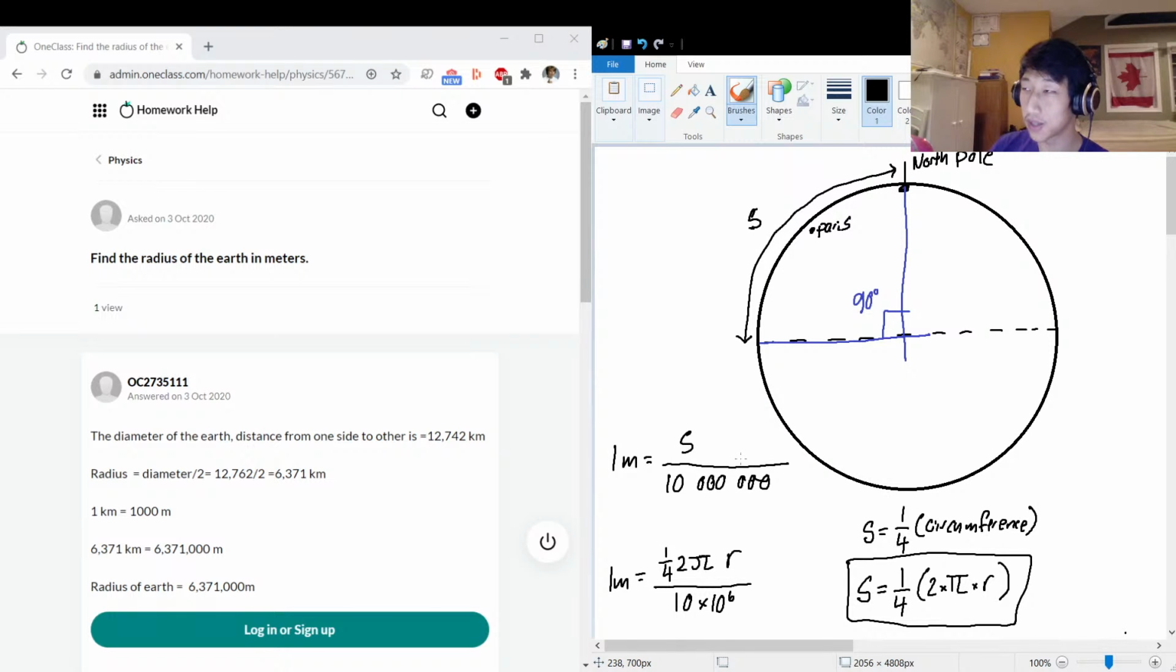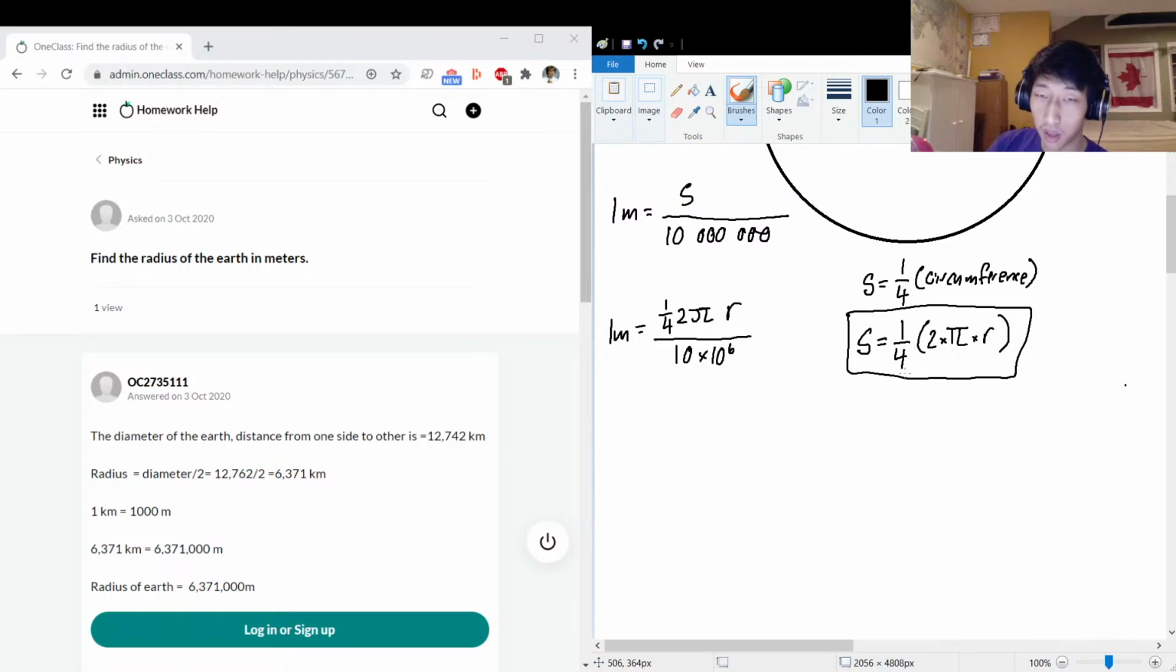And this is just based off the original definition of what a meter was. So we can multiply both sides by 10 million to neutralize the 10 million on the downstairs of the fraction. And let's isolate r. r is the only variable that we're trying to solve for here. So we're going to have 1 meter, multiply that whole thing by 10 times 10 to the 6. Could have written 10 to the 7, but it is what it is. Divide that whole thing by pi.